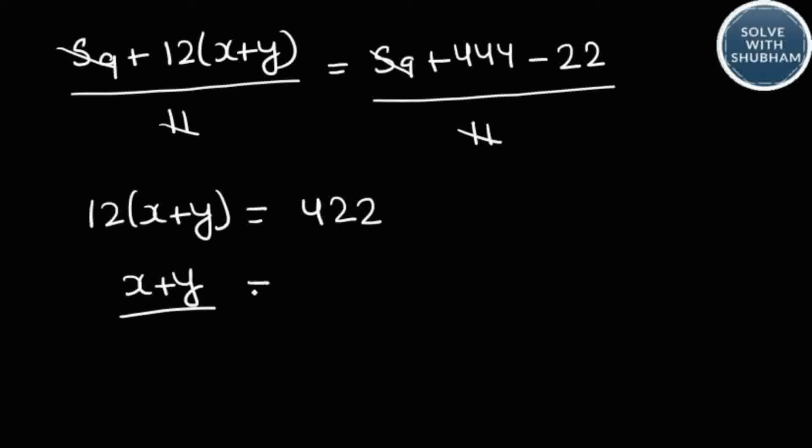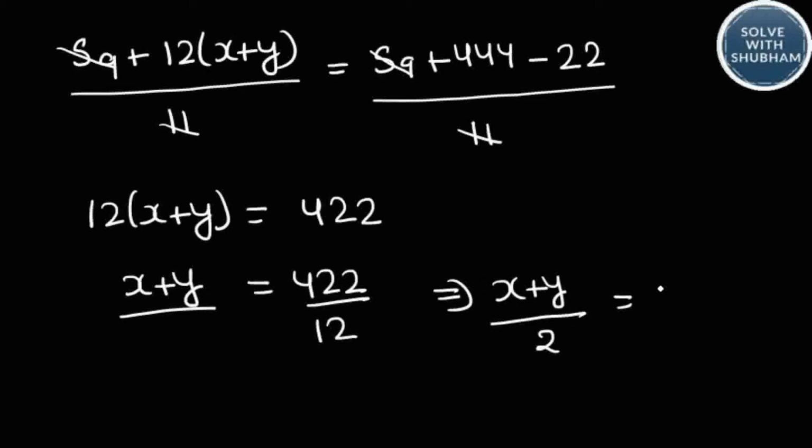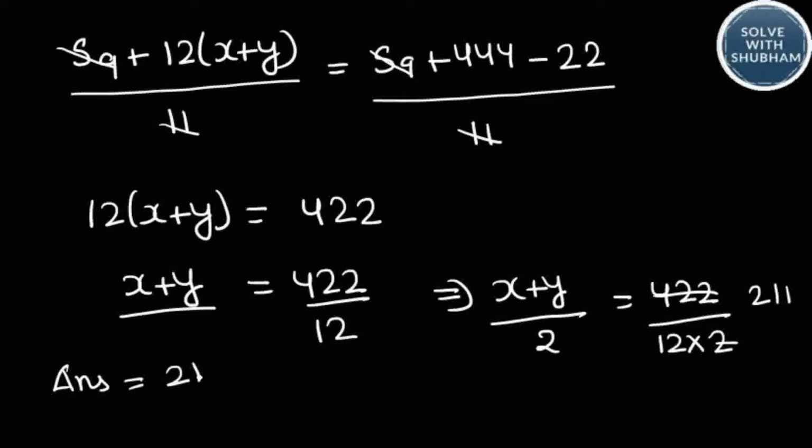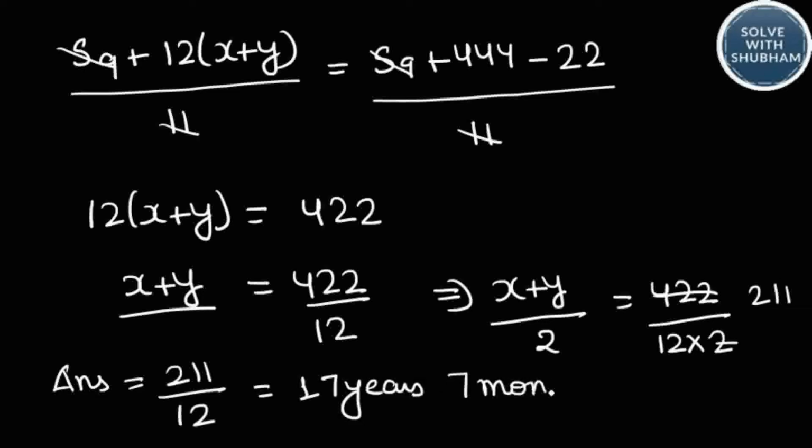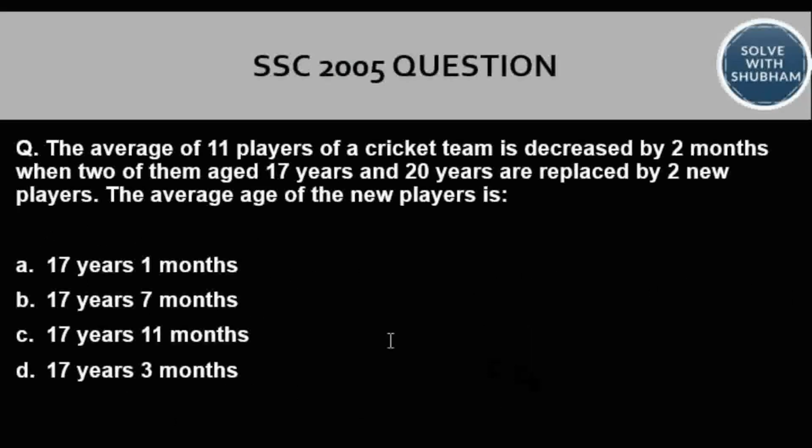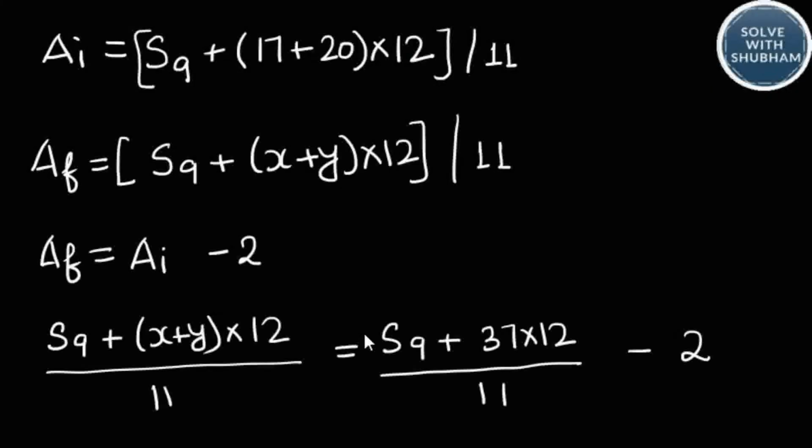You are supposed to find out the average, right? So when you try to find out the average, 2 people are there, correct? So your answer would be 211 by 12. So this would come as 17 years 7 months. Your answer would be option number B. It would be 17 years and 7 months. Option number B. So this is how we are trying to solve it.